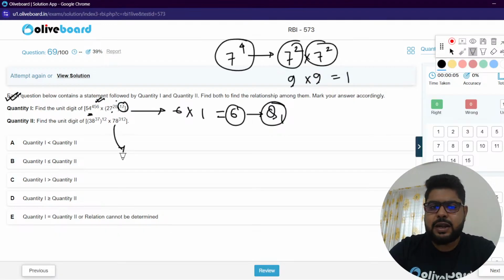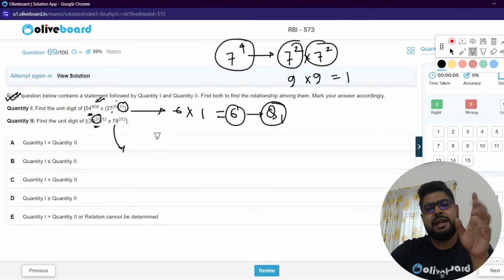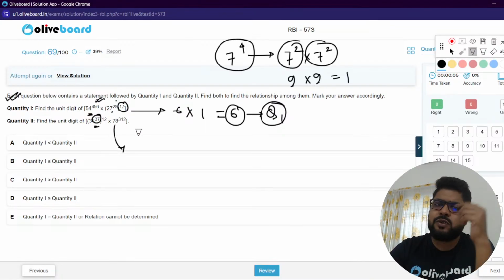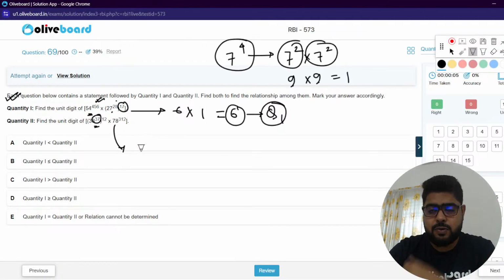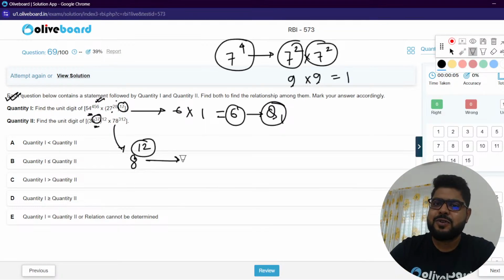Sir, what about quantity 2? Sir, 8 to the power 37. Sir, again, 8 cyclicity is 4. 8 to the power 37 means 36 is divisible by 4. 1 is remainder. So 8 to the power 1 is 8 to the power 12, sir. Again, divisible by 4. Sir, what is 8 to the power 4, sir?